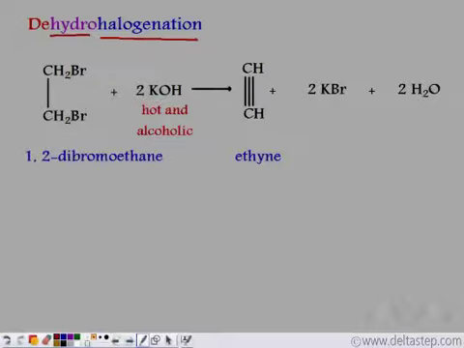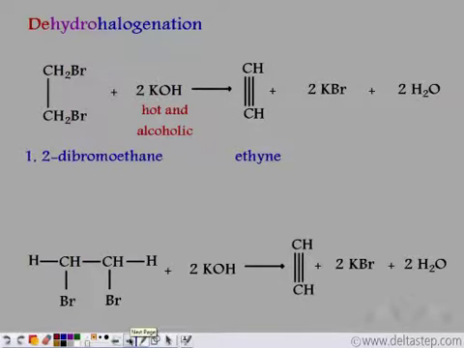The bromine, in this case, goes with potassium. It forms KBr, 2 molecules of KBr. And at the same time, the hydrogen atoms are removed. Since it is dehydrohalogenation, the hydrogen atoms react with OH to form 2 molecules of water. Now let's see how this reaction is taking place.